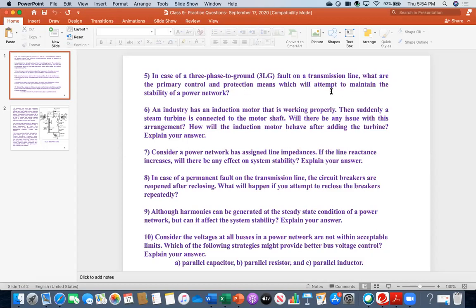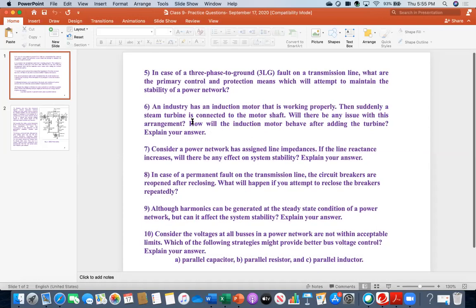So everybody, you note down. The answer would be: primary control will be the AVR and governor system, and protection means will be the circuit breaker opening. So the circuit breaker will open, and then after a prescribed time period, it will reclose, assuming that the fault has been cleared by then, to maintain the continuity of the network. So is everybody fine? Yes, sir. Okay, so good. Now read question number 6.